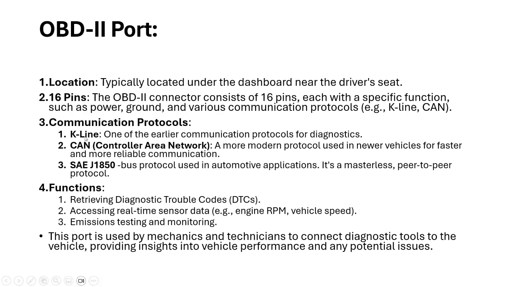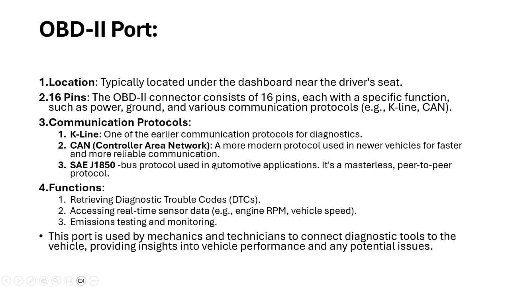K-line, which is one of the earliest communication protocols for diagnostic purposes in the automotive sector, and CAN, controller area network. It is a somewhat modern protocol used in new vehicles for fast and more reliable communication. And the third protocol, SAE J1850, is another bus protocol used in automotive applications.